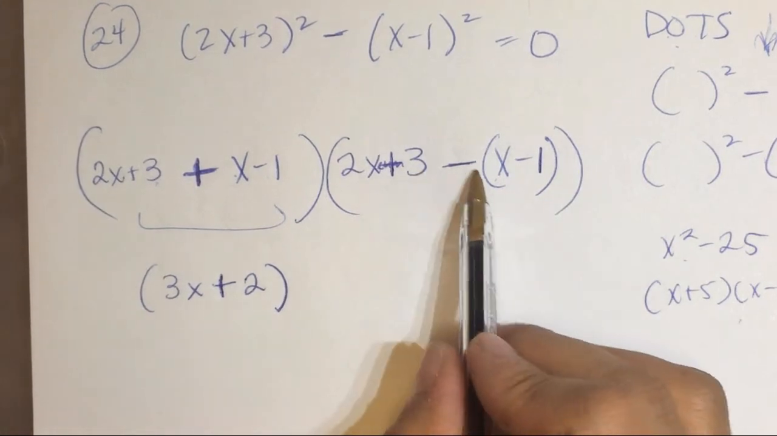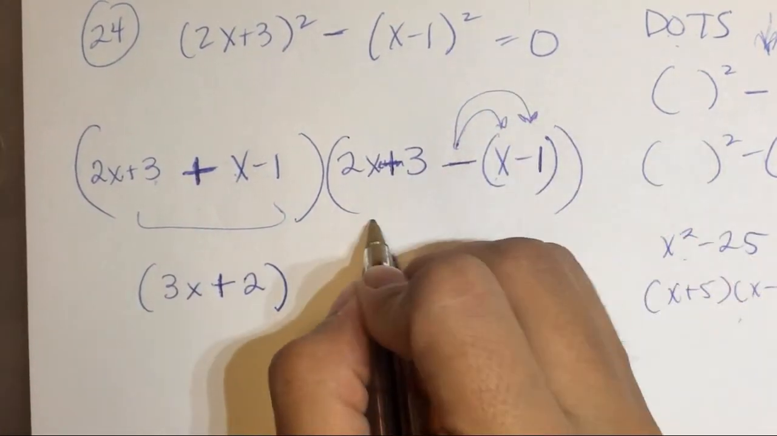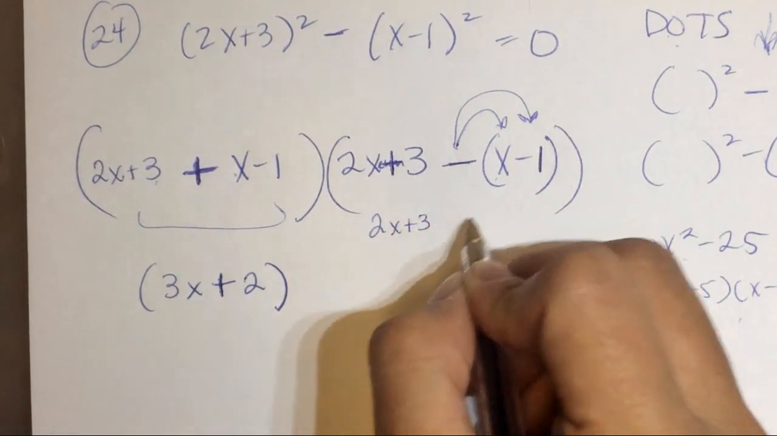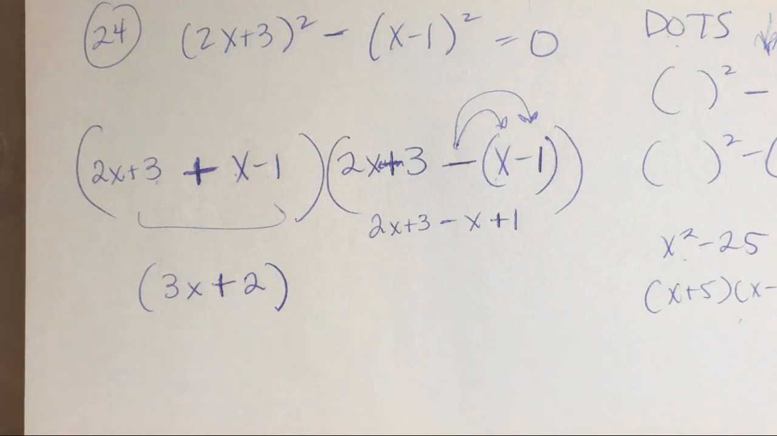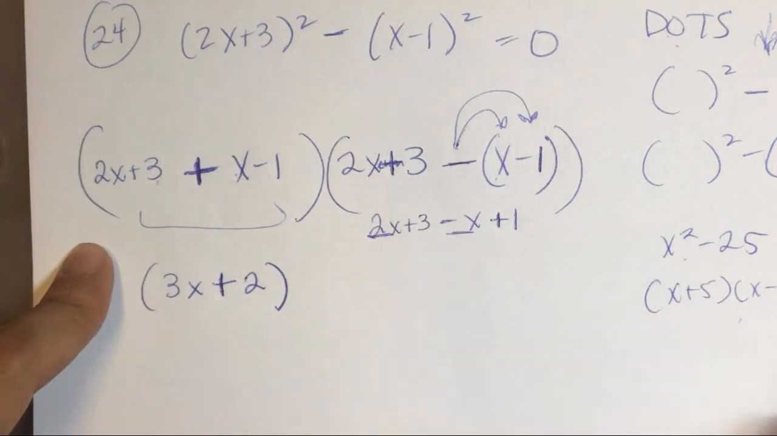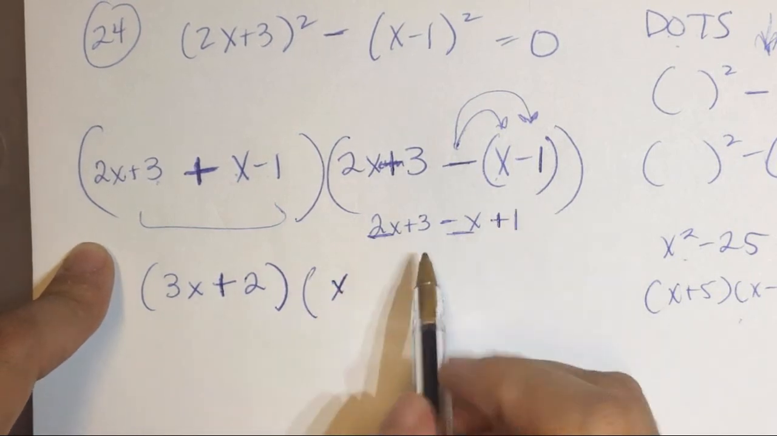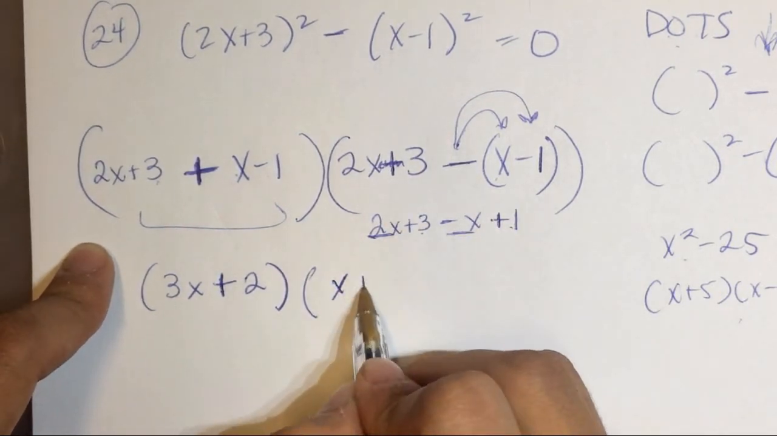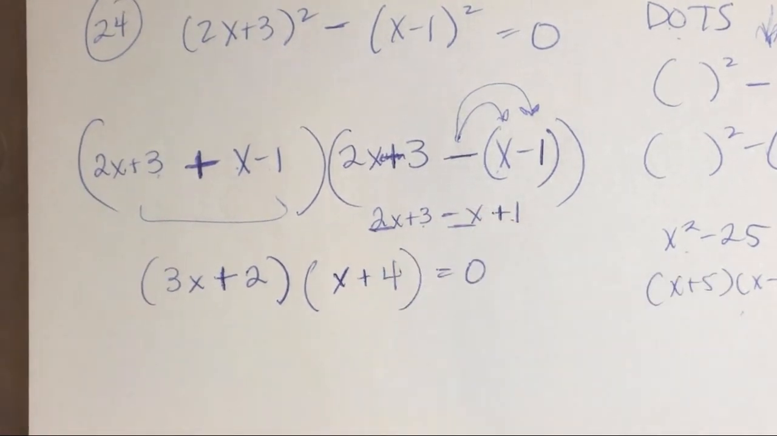On this side, I'm going to distribute this negative first. That's what my math spidey senses are telling me to do. So I have 2x + 3 - x + 1. So smush, I have 2x minus x gives me x, and then 3 plus 1 is 4. So this is all equal to 0. And now I'm just going to solve.